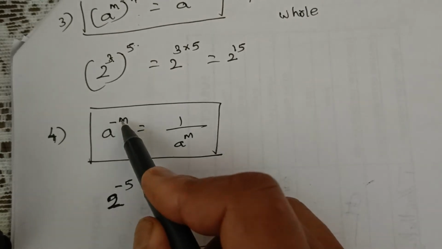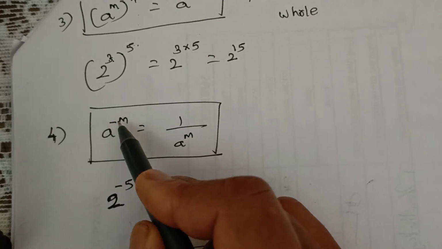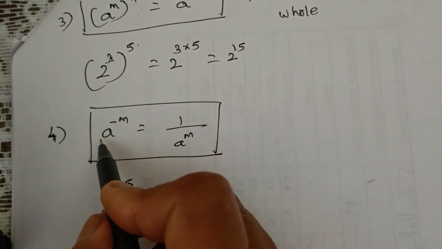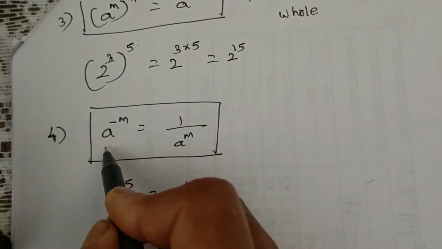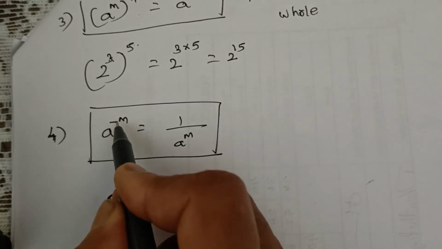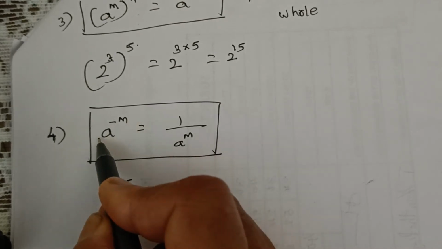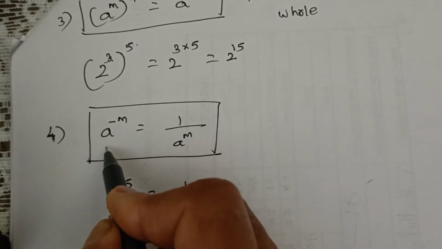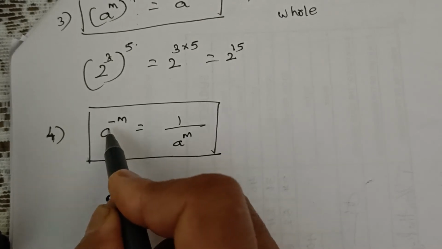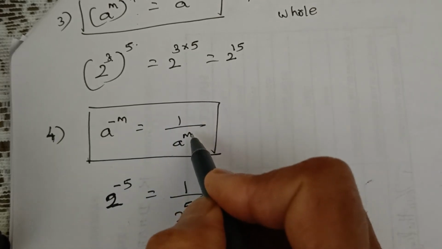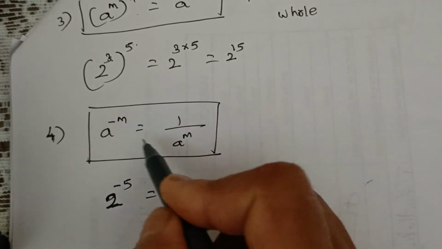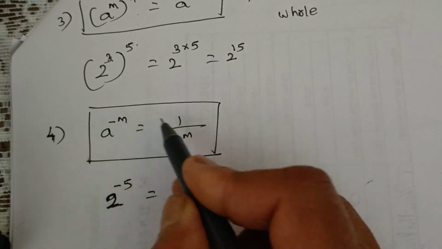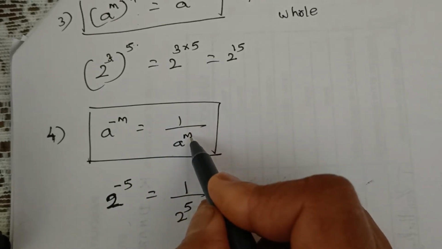So it is a power minus m. The power is negative. We have to change it into positive power. Just a means it is a by 1. Look at the base. Base is a. Power is minus m. So base a, if you write it as a rational number, is a by 1. And what is the reciprocal of a by 1? 1 by a. So when you write it as 1 by a, this minus power becomes positive. Minus m becomes plus m.